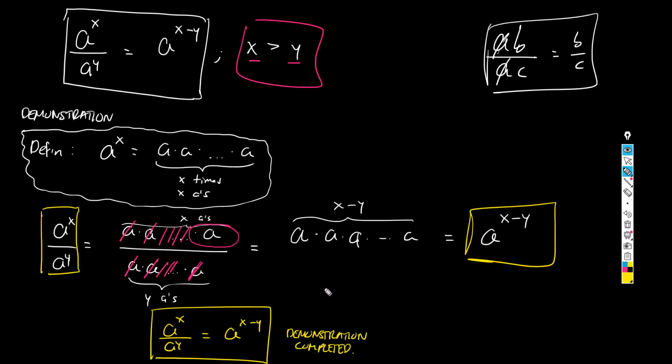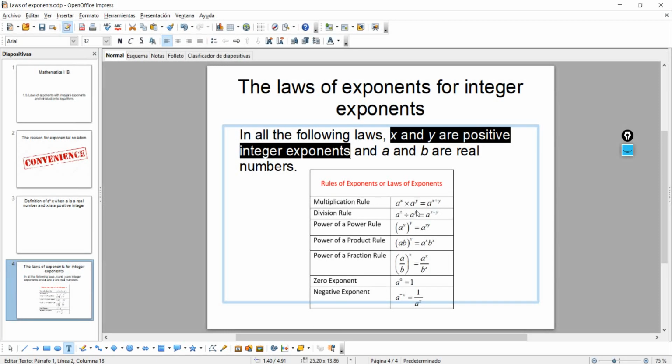Okay, so that's how it works, guys. It could be a little tricky to understand what's happening. In this case, we're canceling a's on top and below, and we're going to run out of a's in the denominator first. And in here, there are going to be some a's remaining alive. How many a's? x minus y a's, which can be written as a to the x minus y by this definition. And that's how it works. So this is how you can formally prove or demonstrate these laws, guys.